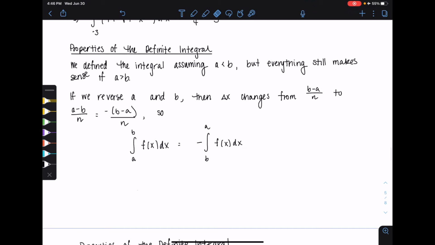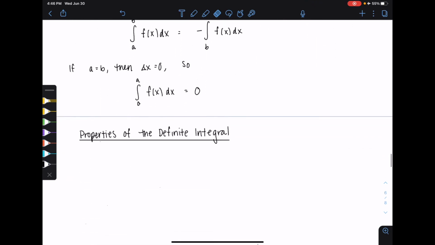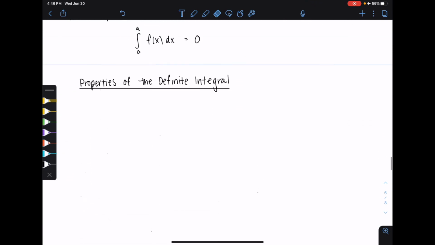The other one that's a little bit easy to see is if your A is equal to B. So you're finding the area really under a point. That doesn't have a second dimension to it, so that change in x is 0. The area under a curve under a single point is nothing because there's no width to it. Okay, so we have tons of properties. That's just a sneak peek at 2 of them.